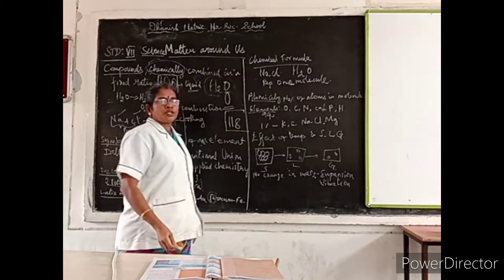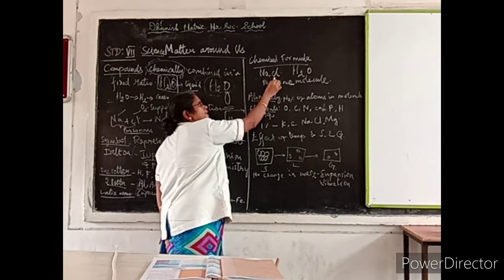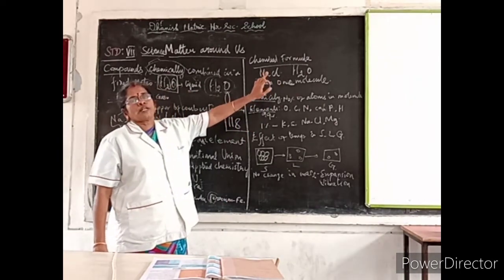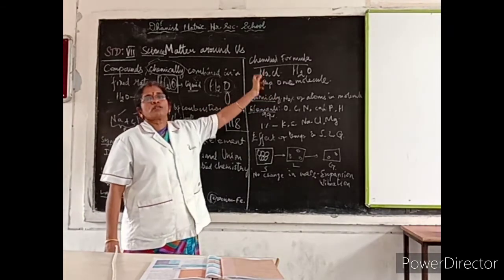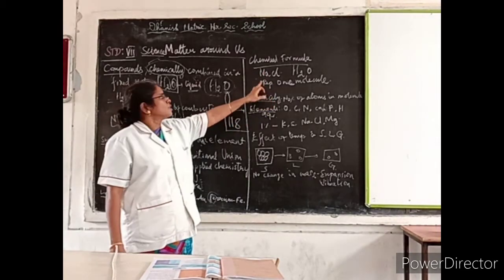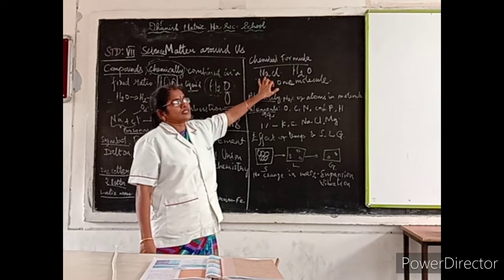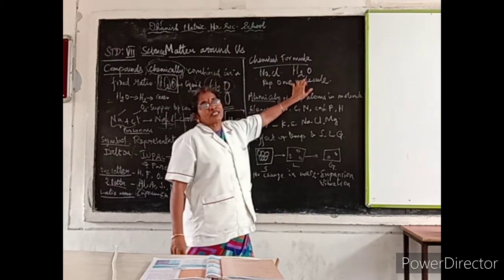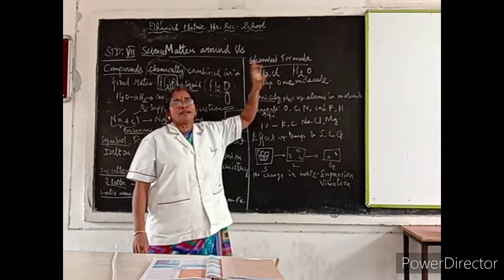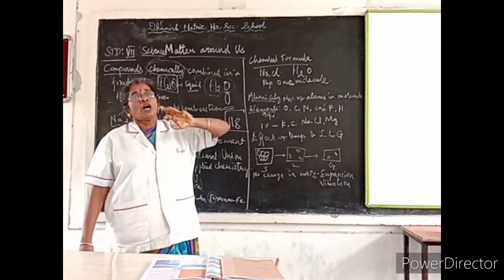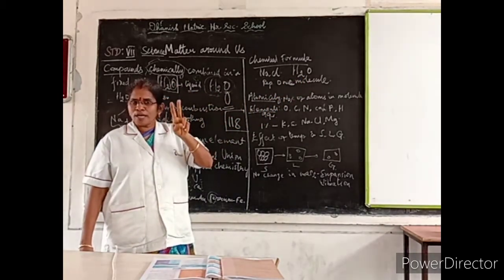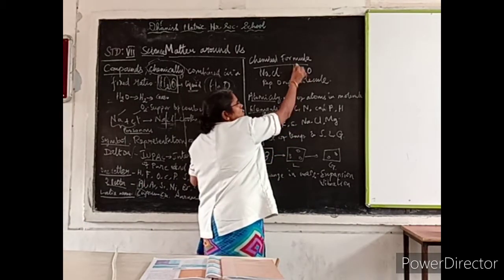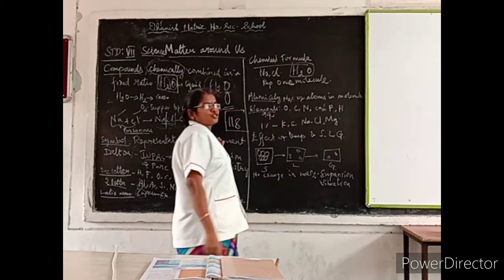Instead of writing sodium chloride, you can write NaCl. Sodium, the symbol is Na. Chlorine, the symbol is Cl. Both combined to form sodium chloride. So the chemical formula for this is NaCl. Like this water, what are the constituent elements present in water? Hydrogen and oxygen. How many atoms of hydrogen? 2 atoms of hydrogen. How many atoms of oxygen? 1 atom of oxygen. So you have to write H2O.